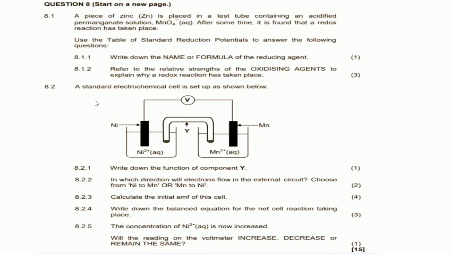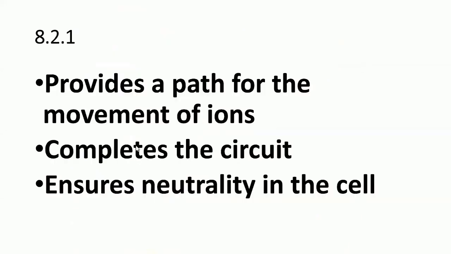Then 8.2 says a standard electrochemical cell is set up as shown below. 8.2.1 says write down the function of component Y. Again, we are faced with component Y, which we already know is the salt bridge. So in other words, they're asking for the function of the salt bridge. What is the function of the salt bridge? You can pick any from these three here. These are all the functions of the salt bridge.